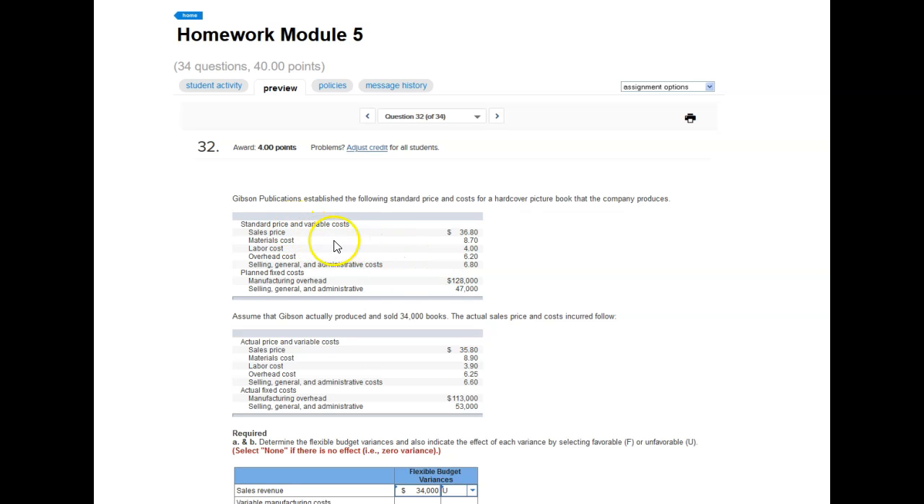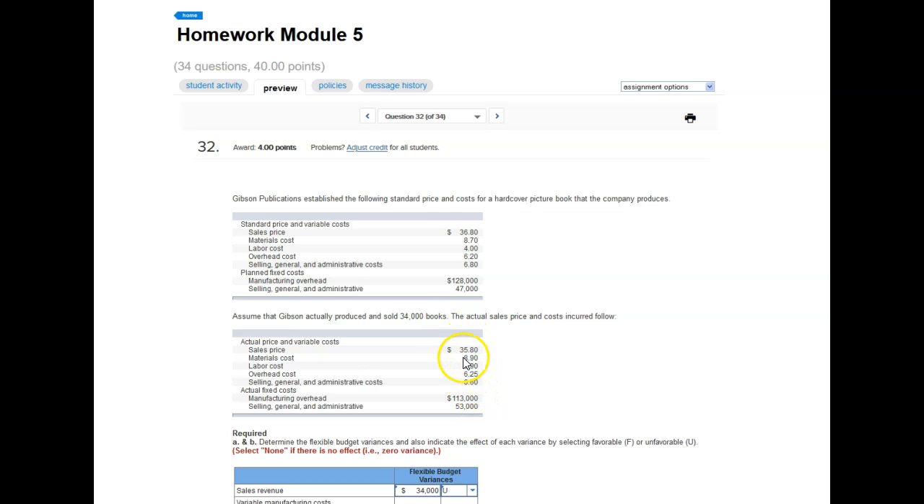They give us the standards for the company for the year coming up, and it says the sales price should be $36.80. Here are all the variable costs they expect to have per unit. Here are the fixed costs. And now, after the year ends, they found out they produced 34,000 books.